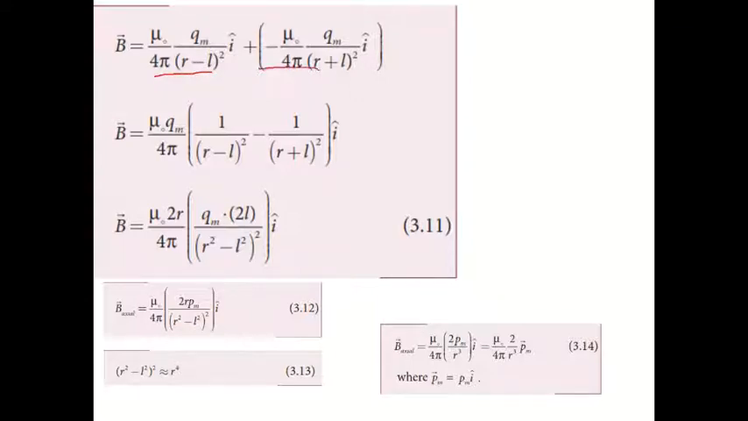If you add both the forces, mu naught by 4 pi is a common term. That's why they have taken it out. Qm is a common term. That's why they have taken it out. Remaining: 1 by (R minus L) the whole square minus 1 by (R plus L) the whole square. Okay? (A minus B) the whole square minus (A plus B) the whole square.